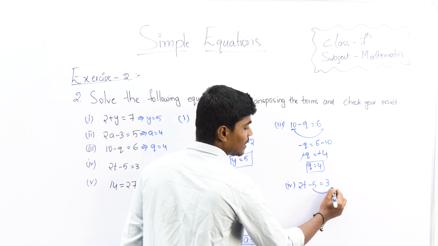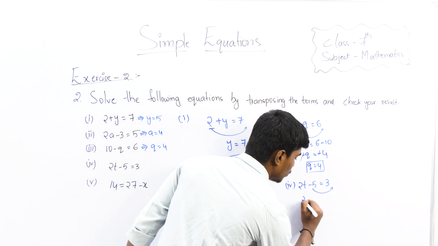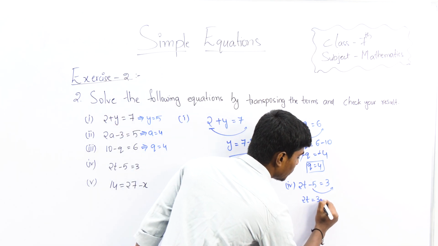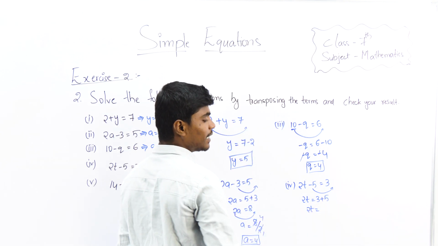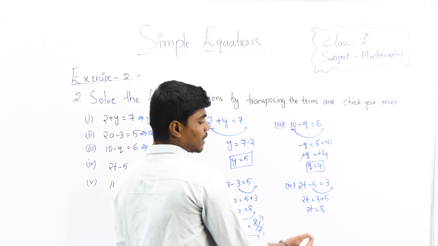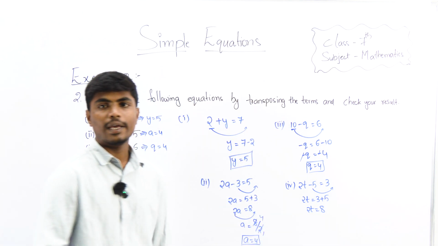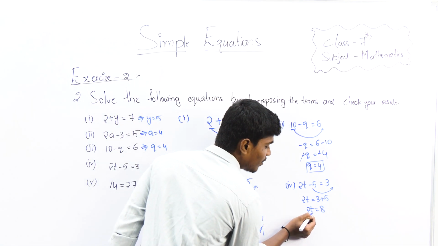If we move to the right side, it will add. So 2t is equal to 3 plus 5. So 2t is equal to 5 plus 3, which is 8. Here 2t is equal to 8. Here we have to find the t value.